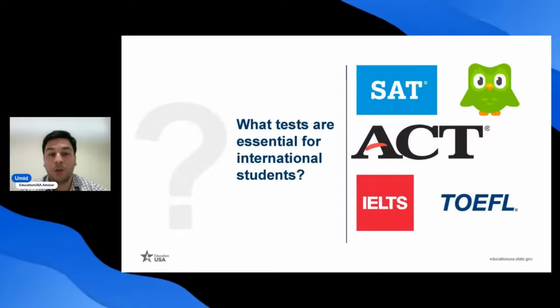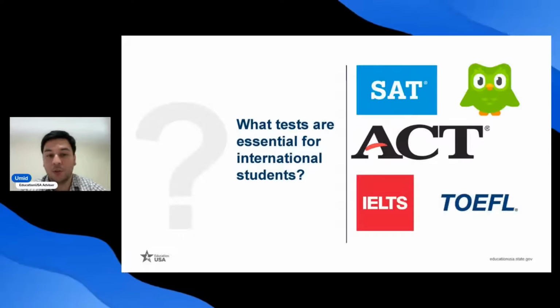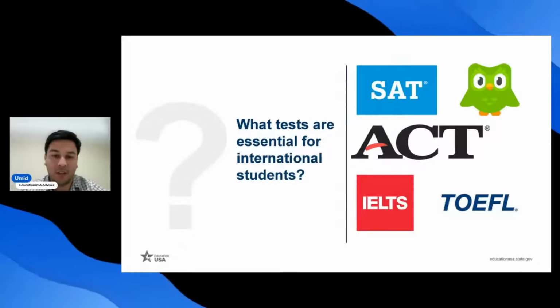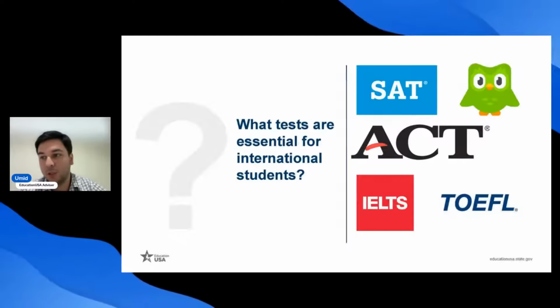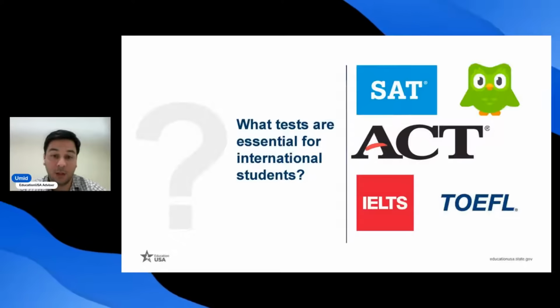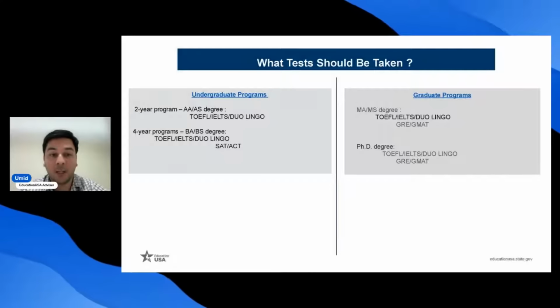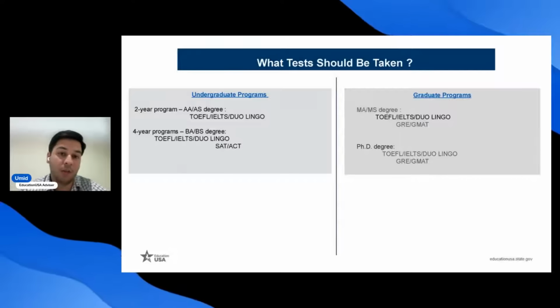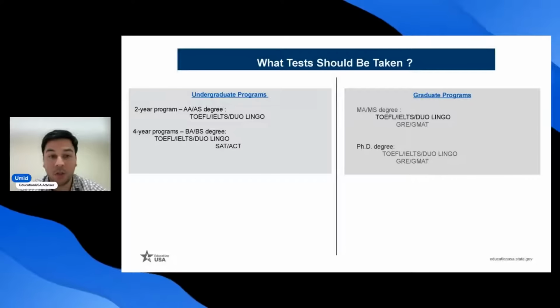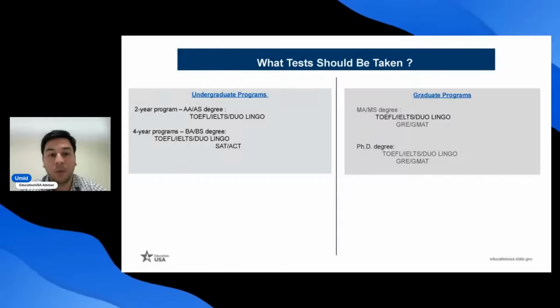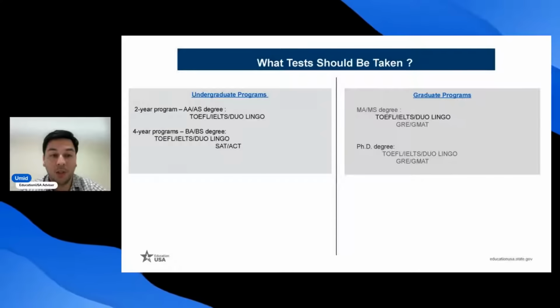Now we're going to talk about what tests are essential for international students. We know there are tests like SAT, ACT, IELTS, TOEFL, Duolingo, and GRE. But what tests do you need to take at a certain phase? If you're looking for undergraduate programs, whether a bachelor's or an associate degree from a community college, in most cases you're only required to take a language test, which is TOEFL, IELTS, or Duolingo.